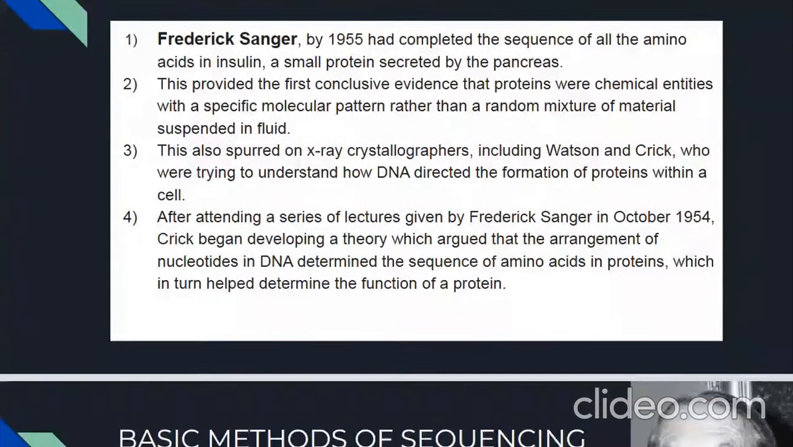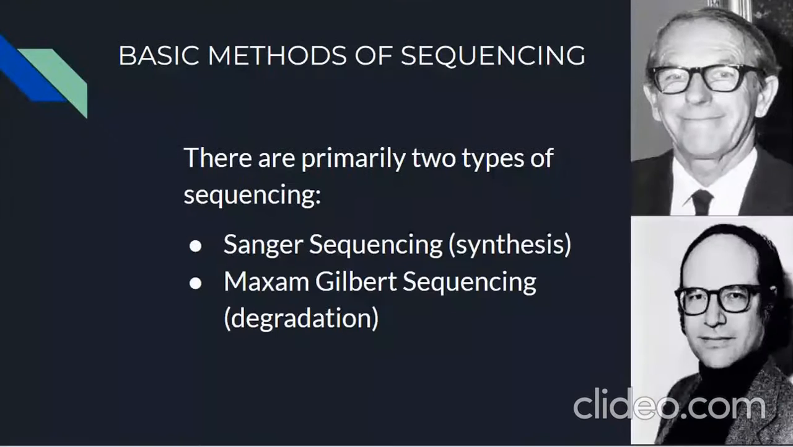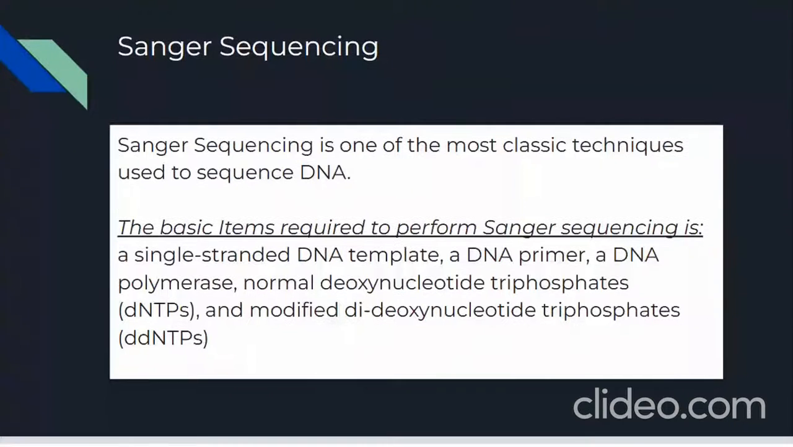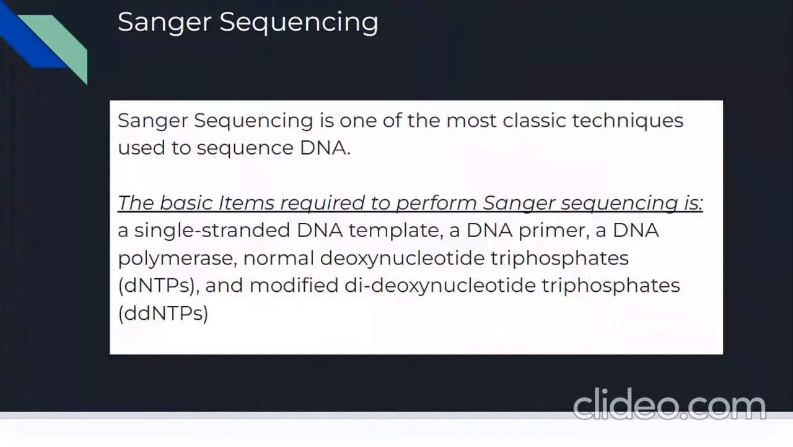Next slide, sir. Yeah. So there are two basic methods of sequencing in the traditional approach: Sanger sequencing, which was developed by Frederick Sanger, who you see in the top right, and Maxam-Gilbert sequencing, and Gilbert is the one you see in the bottom right. Both of them won the Nobel Prize in Chemistry in 1980 for developing these sequencing methods.